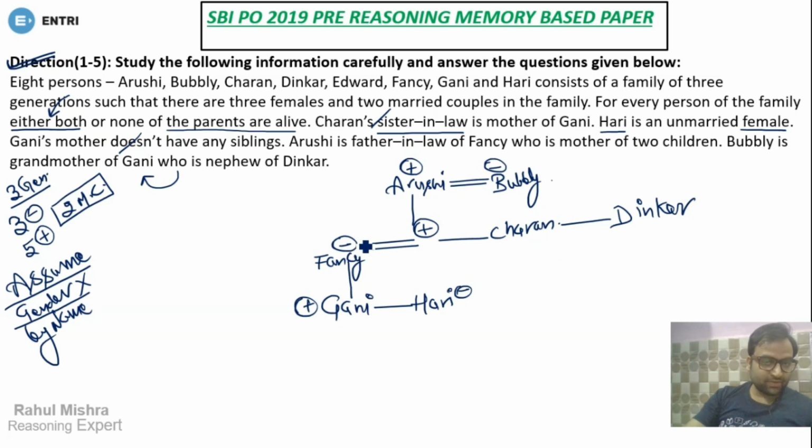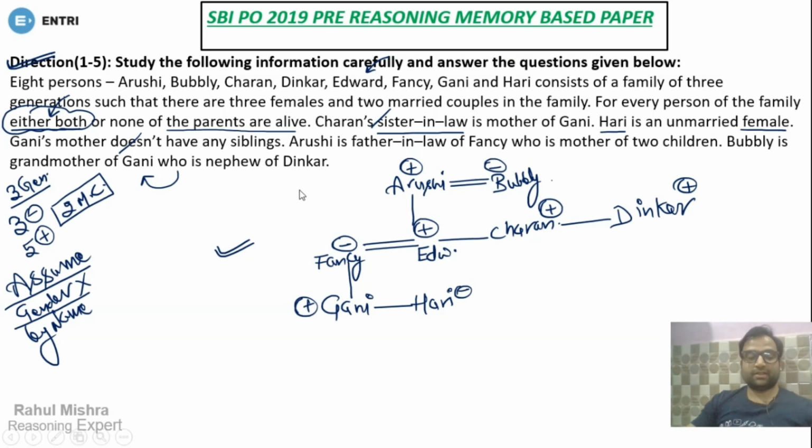Now how many females do we have? We have three females: 1, 2 and 3. So the remaining persons will automatically become male. Now one person is left which I need to plot over here, that is Edward. So at this point Edward will come. So this is our complete family tree. This question is tricky and can only be solved by using this point. Otherwise a lot of students will get confused while solving this kind of question. Now we will solve the questions based on it.